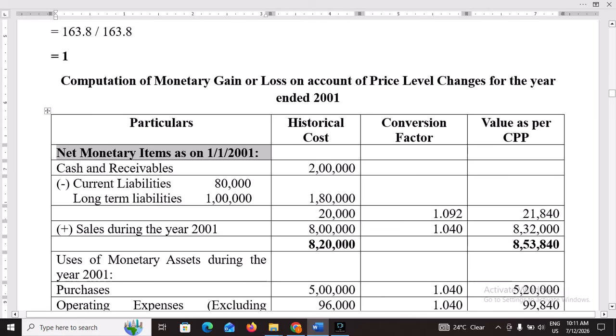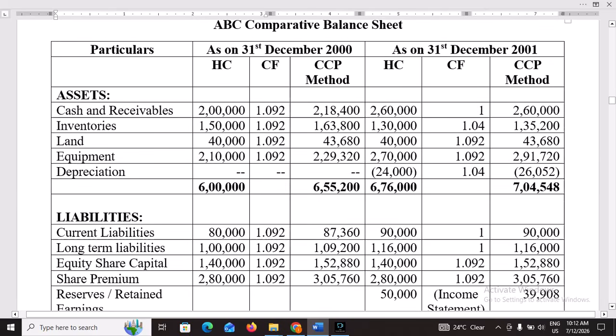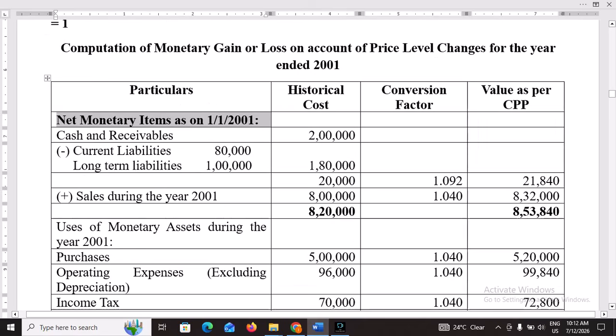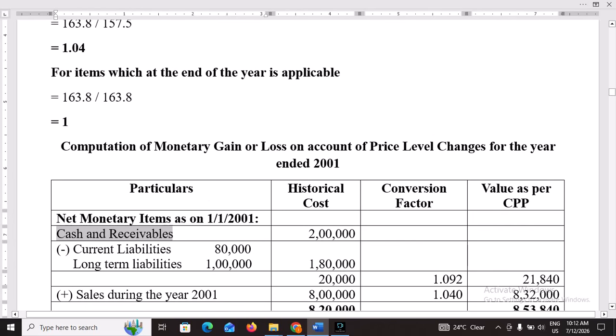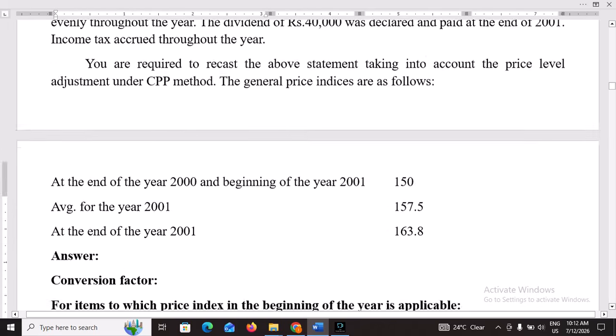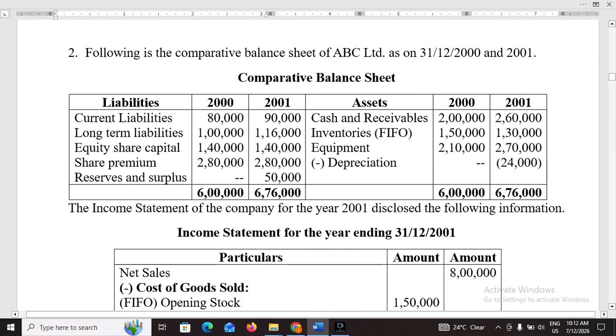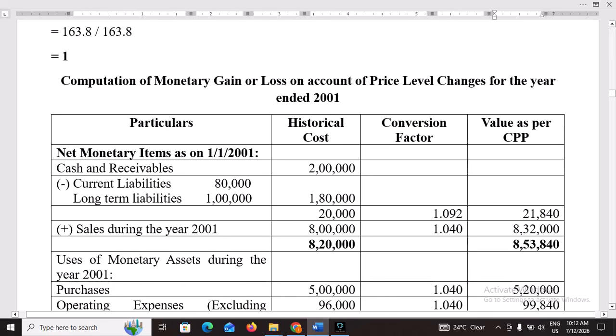Net monetary items as on 1/1/2001. First, cash and receivables, asset side. Opening 2000 means opening 2 lakh, and closing in 2001 is 2,60,000. So opening cash balance, historical cost, is 2 lakh. Correct? Understood?